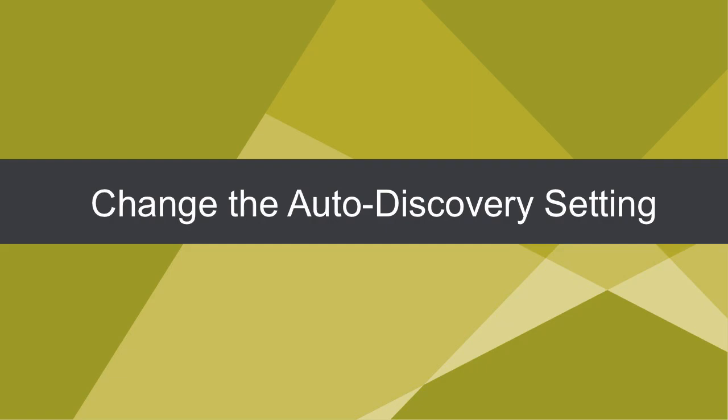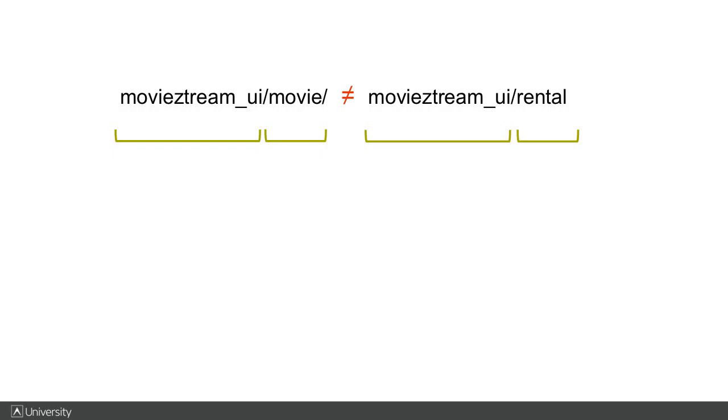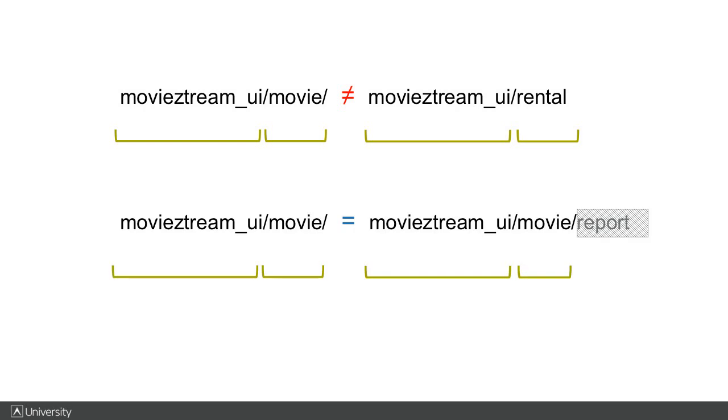Change the auto-discovery setting. By default, AppDynamics uses the first two levels of a transaction's URI to discover transactions. So while these will be recognized as different transactions, these will be considered the same transactions as a third level will be dropped. But what if you wanted to track them separately? Let's consider this scenario. The team in charge of the MZUI tier says they want to track all these transactions separately. This is easy to accommodate.